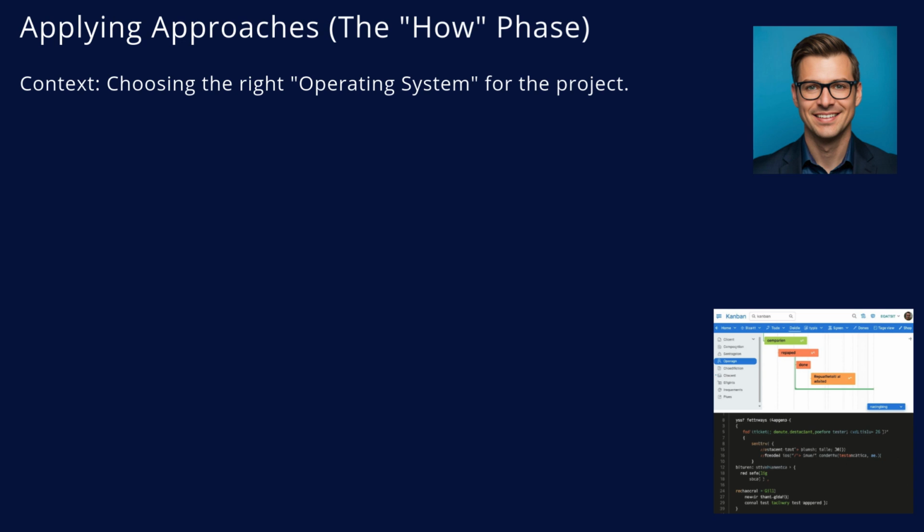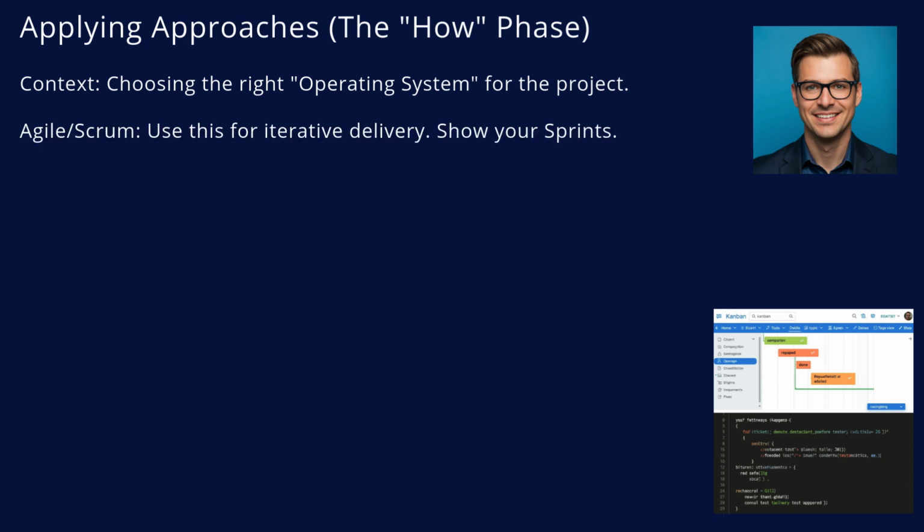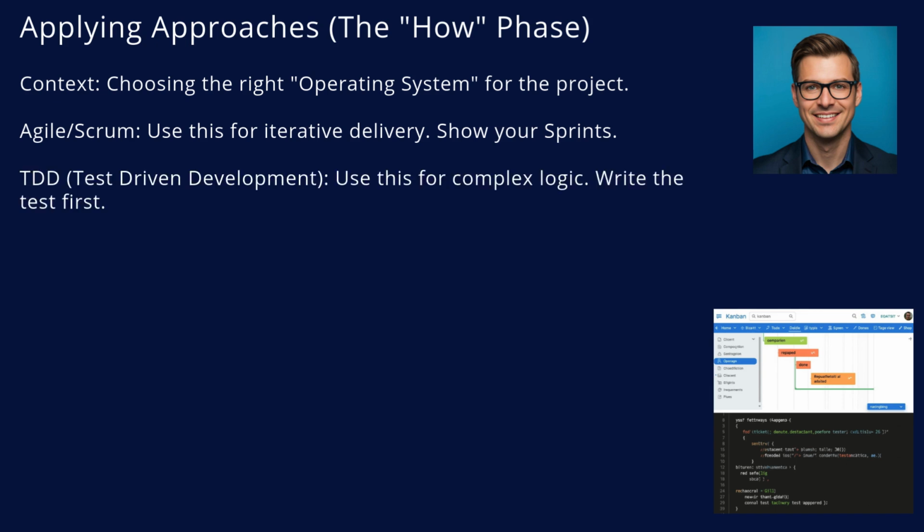Next, we apply approaches. This is the how. If you are working on a web app with changing needs, you apply Agile. You work in sprints. You demo your work. If you are building complex logic, you apply TDD, test-driven development. You write the test first to guide your design. If you need reliability, you apply a CI/CD approach, automating your deployments.